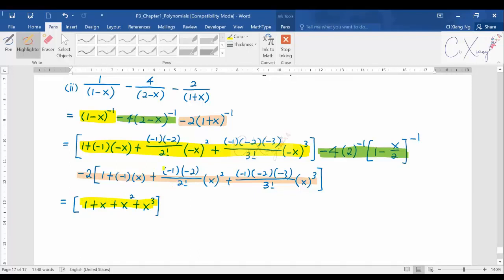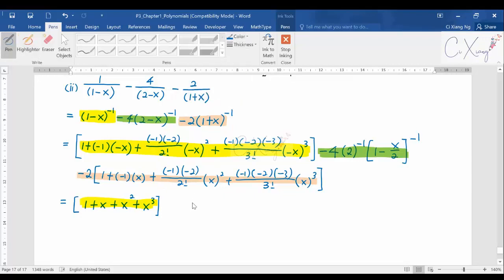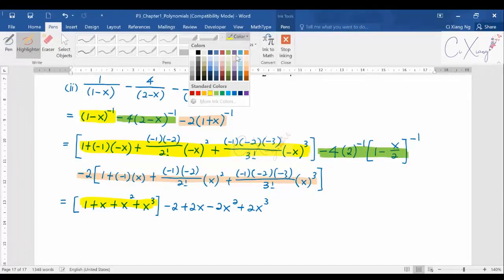And then the pink color part, I can also write out the answer already, right? For the pink color part, if you write it out correctly, you should have -2 plus 2x minus 2x squared plus 2x power 3. So this one is the pink color one.